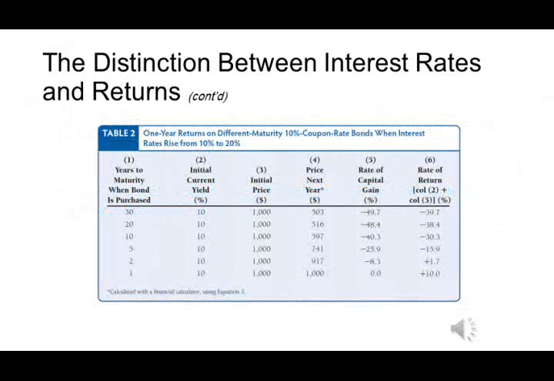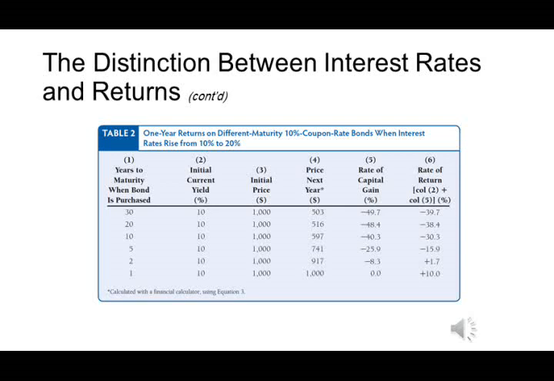To understand the difference between the interest rate and the rate of return, let us look at this table. This table gives you the returns on different maturity 10% coupon rate bonds after holding them for 1 year. Will the interest rate rise from 10% to 20%? يعني أنا عندي زي ما هو واضح كده من column 1 إن أنا عندي different bonds ليهم different maturities.